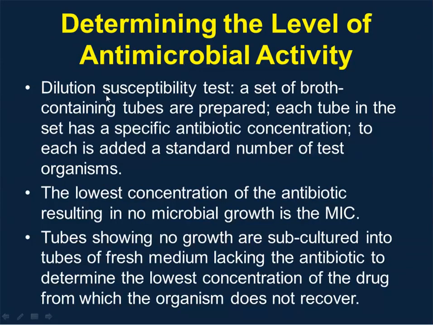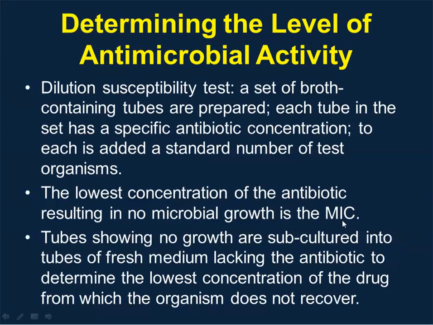So how do we determine the MIC of an antibiotic? It's very easy. You can prepare a series of nutrient broths, and to the nutrient broth you add serially diluted antibiotic. From the serially diluted antibiotic, we look for the lowest concentration at which there is no bacterial growth. The lowest concentration of the antibiotic that causes no bacterial growth is known as the MIC.